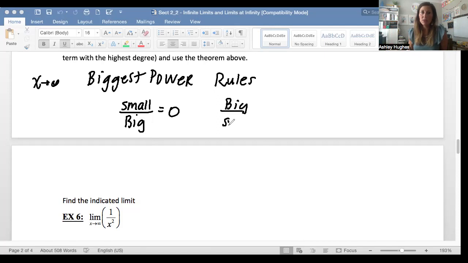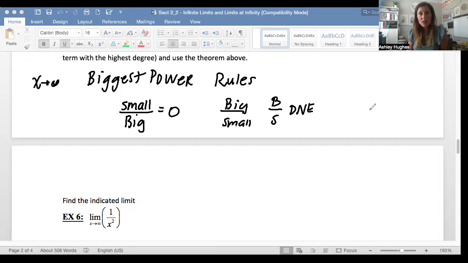Whereas if you had big over small, if you have x squared over x, so you have 1 billion squared over 1 billion, that top is growing faster than the bottom, and so that's blowing up. It's going to infinity or negative infinity. But big over small, I just say it's a bunch of BS. The answer doesn't even exist.